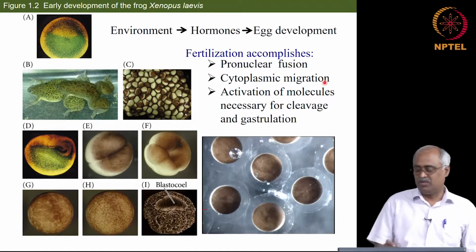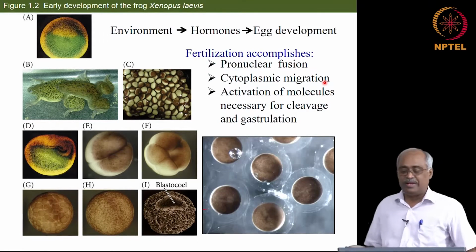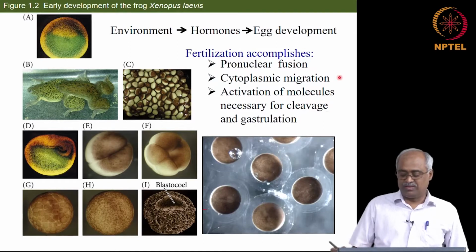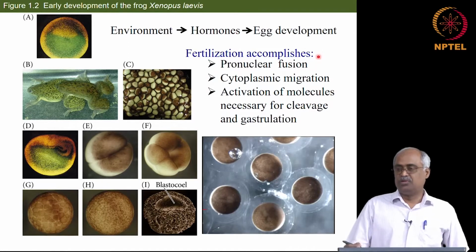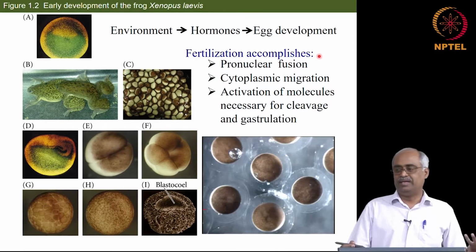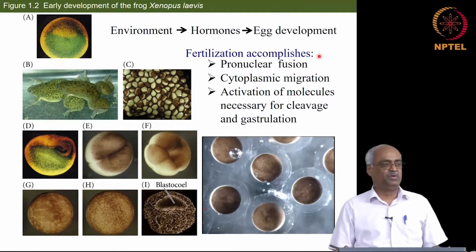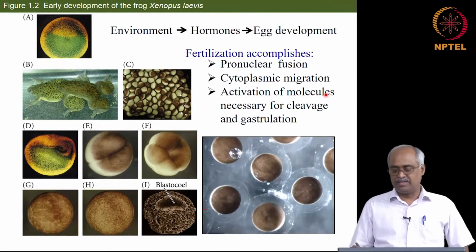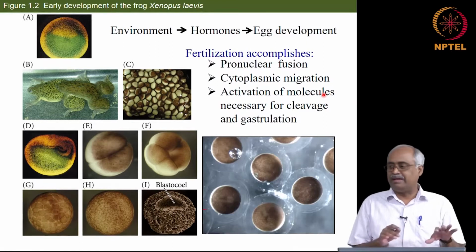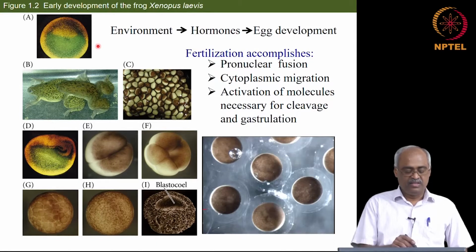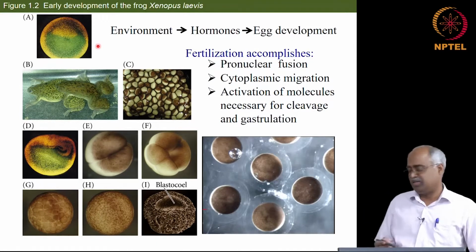Now let us look at what is fertilization. You already know the fusion of sperm and egg is what we call fertilization. It achieves the following 3 points. One, pronuclear fusion: both the nuclei fuse and create the diploid first nucleus of the next generation. Then cytoplasmic migration, the internal rearrangement of the cytoplasmic components. For example, in this it is colored, stained to distinguish.